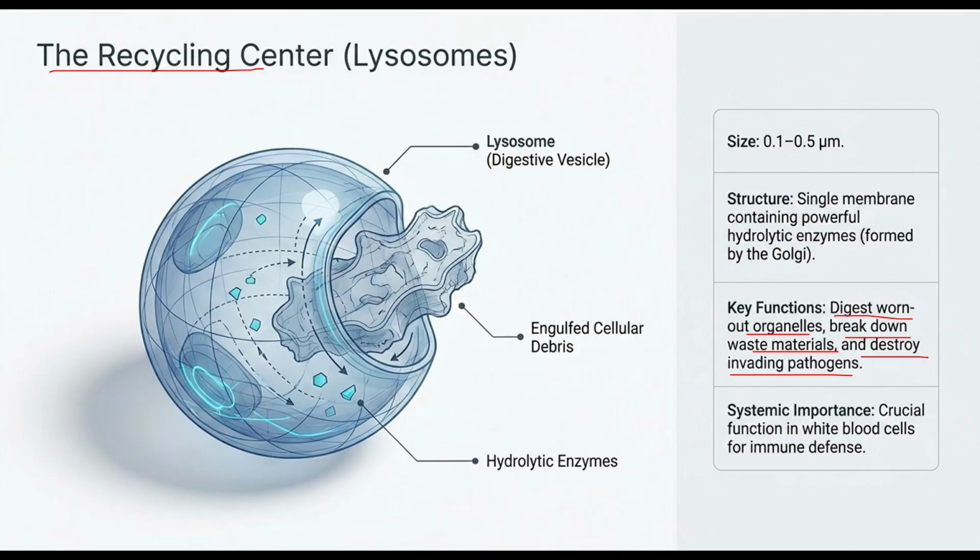Since it is destructive in nature, if it gets out of hand, it will be bad for the body, right? So we have to be very careful here. That is why it has the protection layer. Okay, the protection membrane. Clear? So basically it is a single membrane containing powerful hydrolytic enzymes. Okay, and it is formed by the Golgi. So this is the lysosome, a digestive vesicle, right? They engulf the cellular debris. Okay, and with the help of the enzymes, it will digest them. Clear?